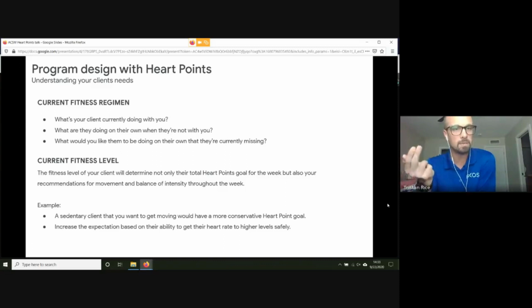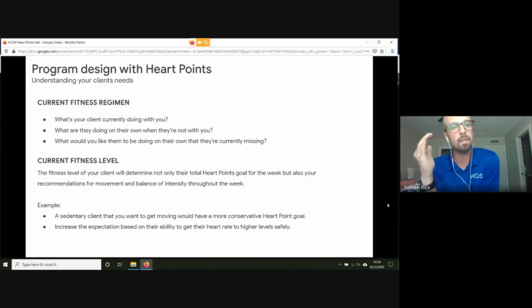What's their current fitness regimen? How often are they training with you versus how often are they training on their own, right? What are they doing on their own when they're not with you? What would you like them to be doing on their own that they are currently missing or not doing? Are they missing those light intensity type sessions?